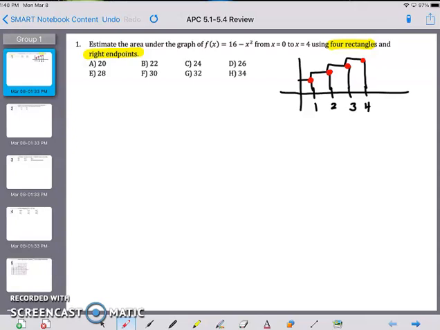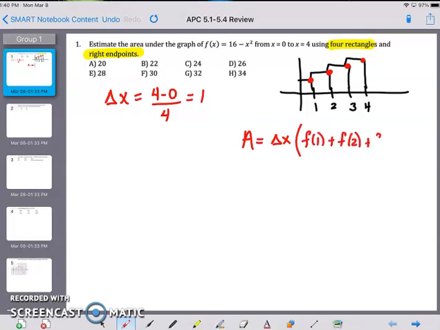And since we're doing 4 rectangles, we know that our delta x is going to be equal to b minus a, so 4 minus 0, divided by n, which is 4. So that tells us that our delta x is 1. And our area then is going to be equal to our delta x times the heights of our rectangles. So f of 1 plus f of 2 plus f of 3 plus f of 4.